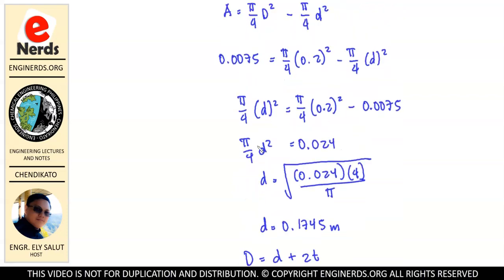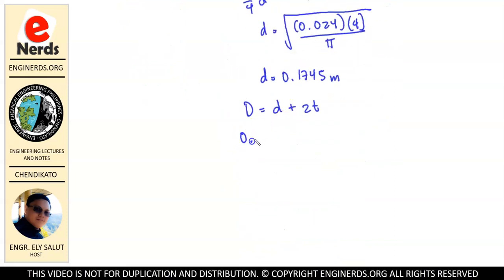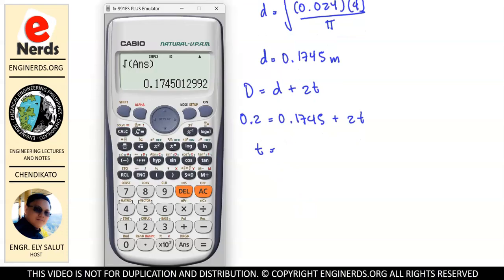Okay? So, ano yung big D natin? Our big D is 0.2. So, 0.2 is equal to our small d, which is 0.1745 plus 2t. Okay? So, we're going to solve for t. So, diretso na natin sa calculator para hindi tayo magtagal. No? So, we have ito, 0.1745. No? Yan yung ating answer previously. So, we're just going to subtract. Okay? 0.2 minus our previous answer will be 0.025. So, ito yun. Minus natin ito dito. Then, divide natin sa 2.